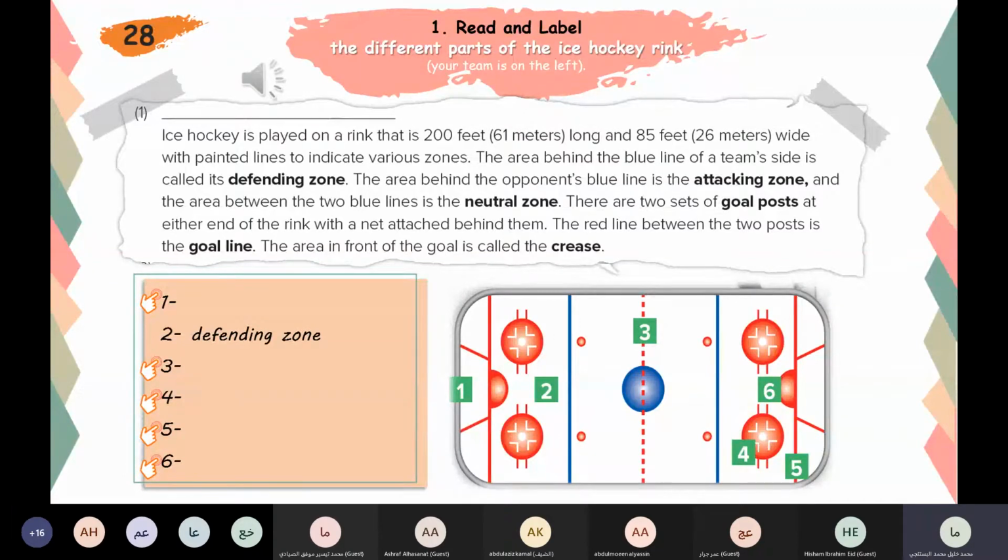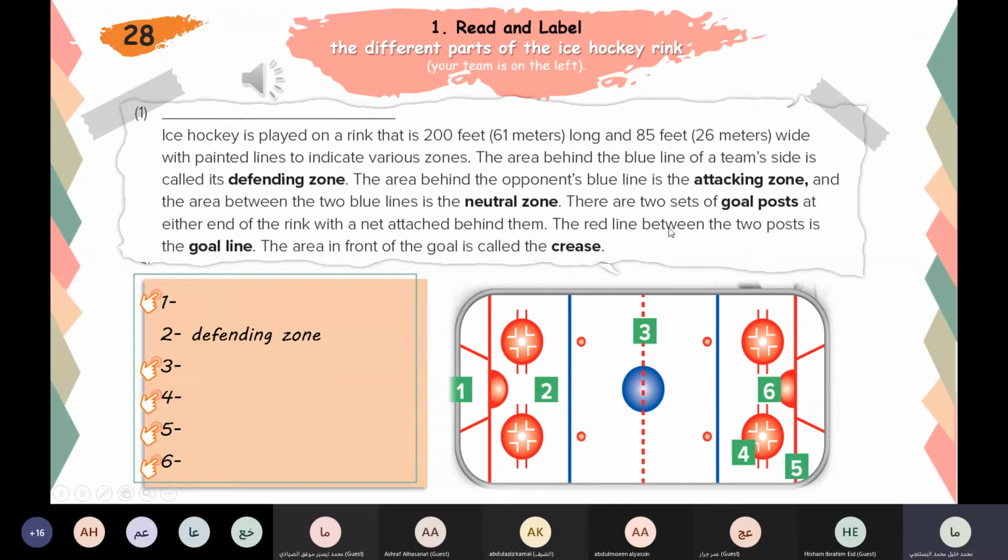Okay. Now, again, here we have number 2. Look at the picture here. Number 2 is the defending zone. Zone means what? Area. Number 2 is the defending zone. Now, what about number 1? What do we call number 1 according to the paragraph? We can try.